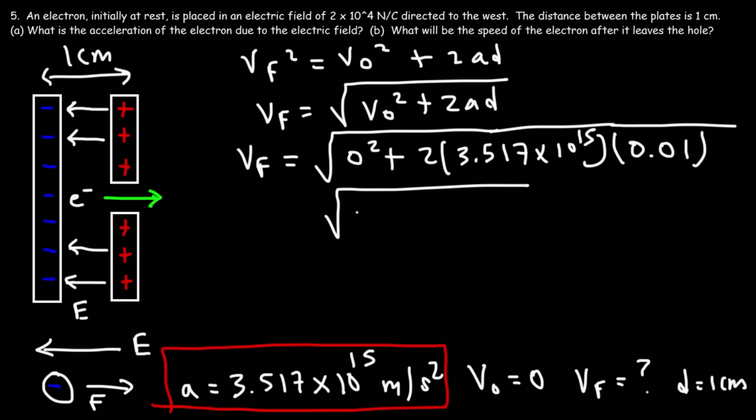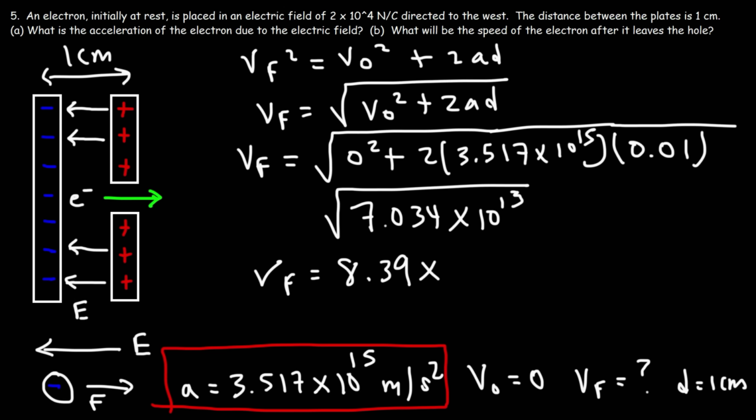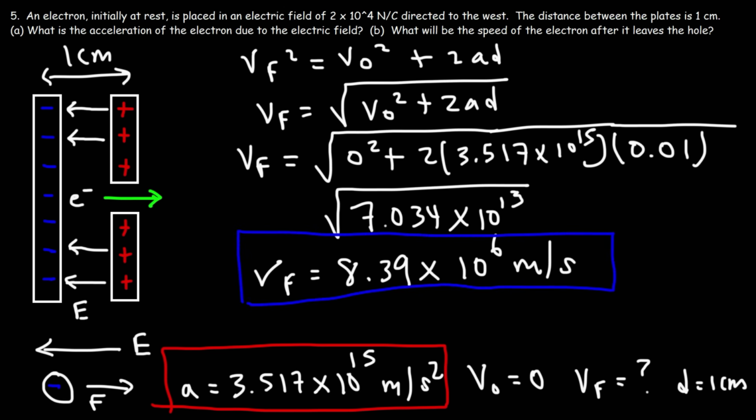And so we're going to get the square root of 7.034 times 10 to the 13. And so the final speed is about 8,386,894.5. So we can round that to, let's say, 8.39 times 10 to the 6 meters per second. So that's how fast the electron is going to be moving when it leaves the hole.